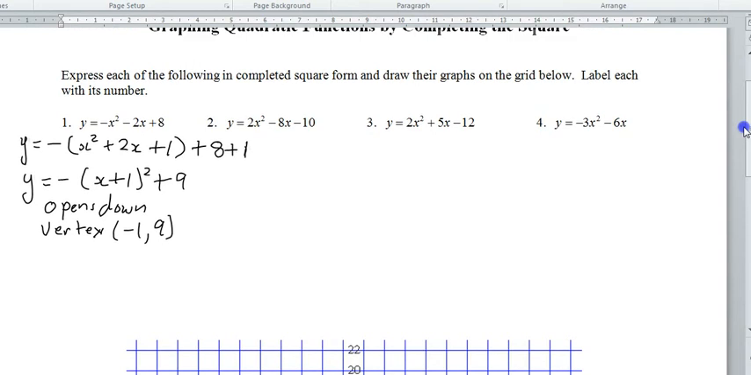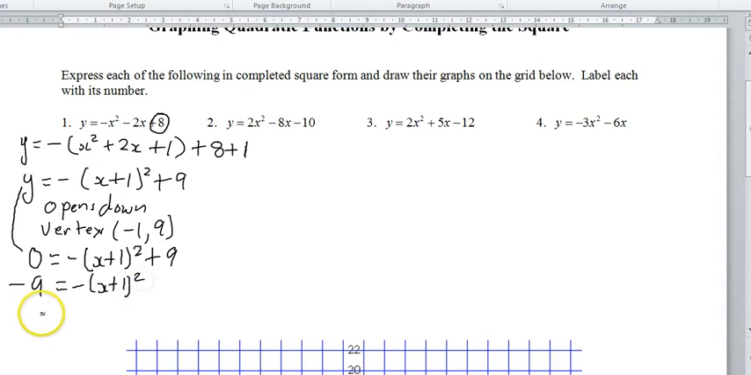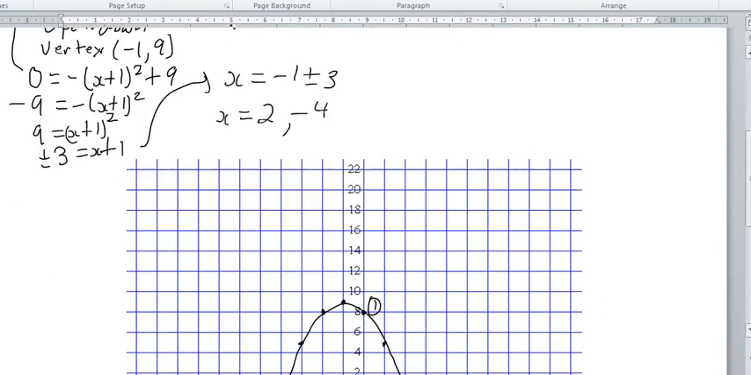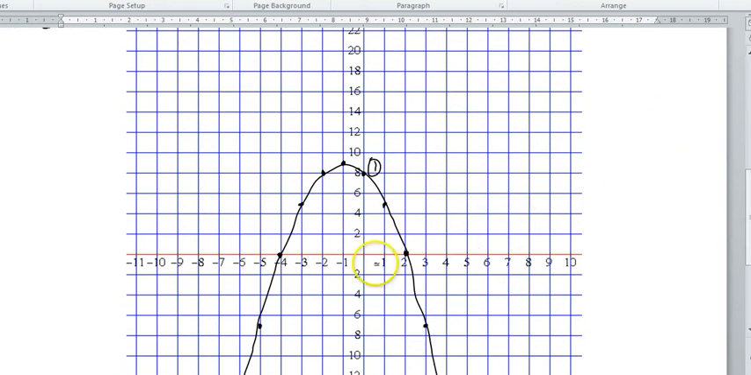Now if we want to find other characteristics of this from the original equation, we know that the y-intercept is 8. If I want to get x-intercepts, we can set y to 0. And then solve. -9 will be -x plus 1 squared. 9 is x plus 1 squared. Plus or minus 3 is x plus 1. So x is -1 plus or minus 3, which will be -1 plus 3 is 2, and -1 minus 3 is -4. So we should see those intercepts at 2 and -4. And we do. There we go, at 2 and at -4, and our y-intercept at 8, and our vertex at -1, 9.